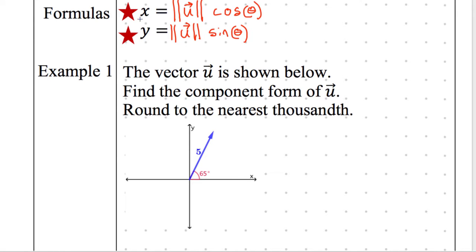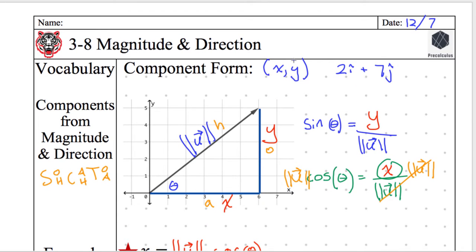Rewrite one of these formulas. Which one do you want to do first? Cosine of 65. There it is. We'll eventually get an approximation for that, and we need y as well. Daisy, what's y? Oh, we're trying to find both? Yep, we need an x and a y, because that's the definition of component form. You have an x and a y.